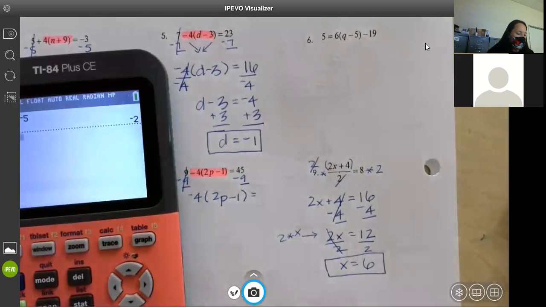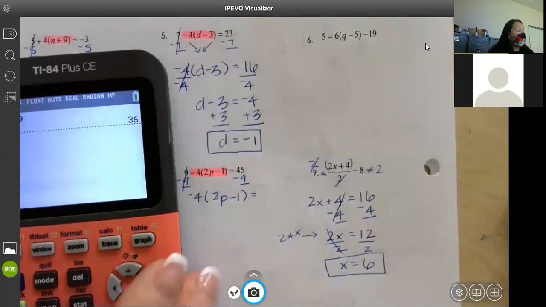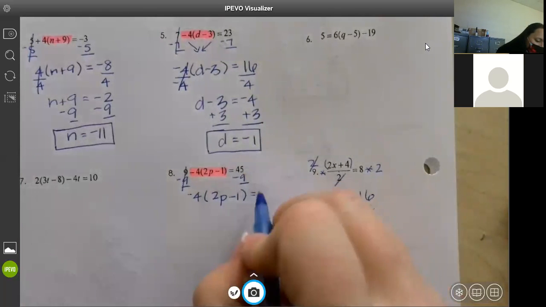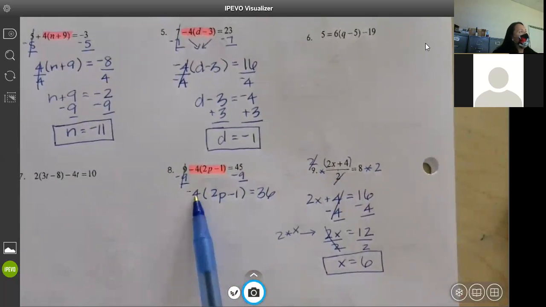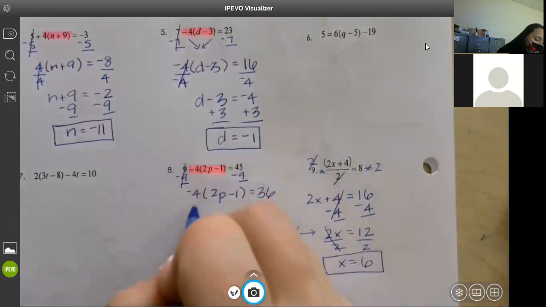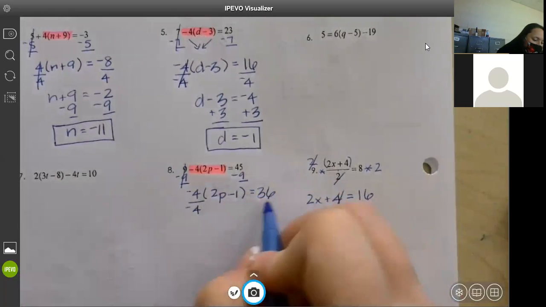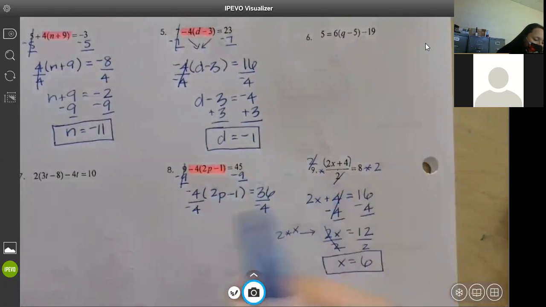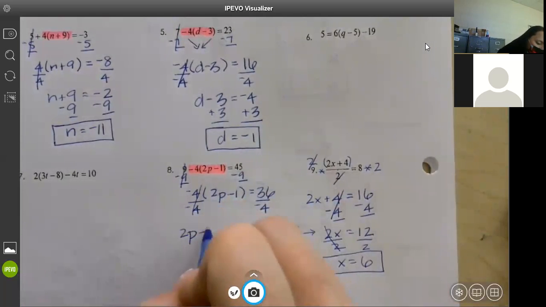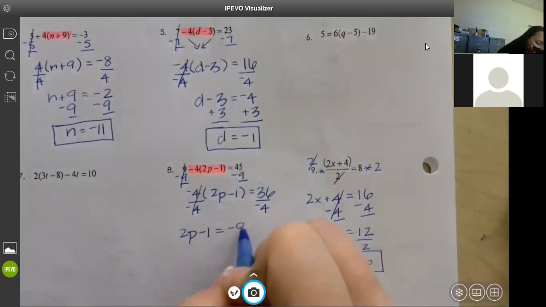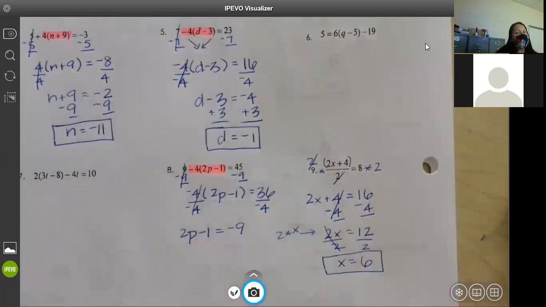Check it. 45 minus 9. 36. Everybody good? Good job. I got to get rid of this -4. Remember, even though it's negative, it's on the outside and we're multiplying it. So to get rid of it, we divide it. Your -4s cancel out. We get 2p minus 1 equals -9.